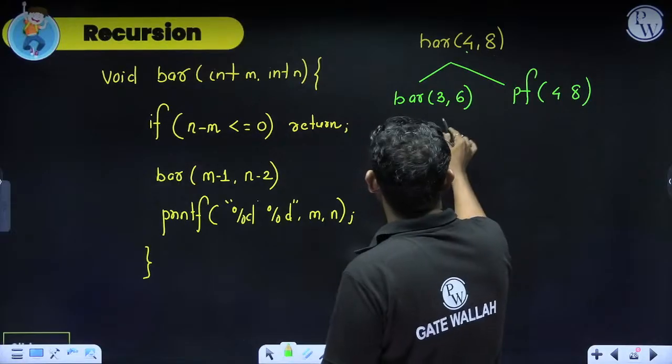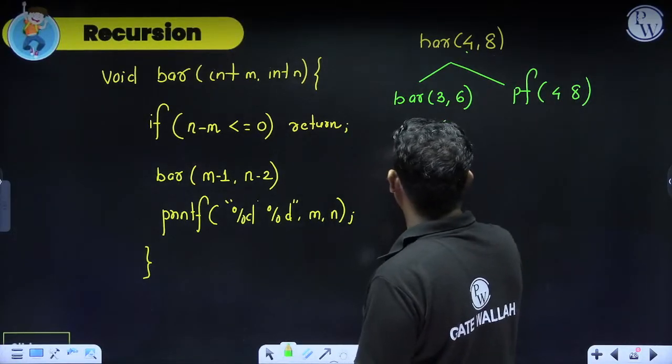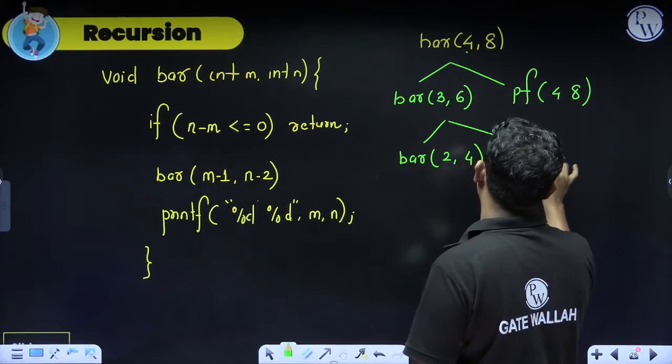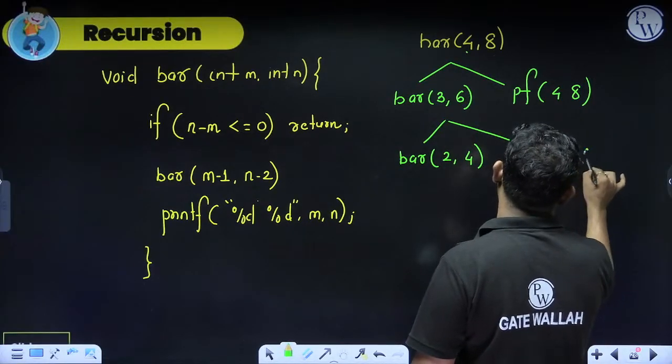Now m and n, so this is m, this is n, so it will print the value 4 and 8. Two values it will print, like this, 4 8, no space here. Now the next time it will call 6 minus 3 is equal to 0, no. So now it will again call the value bar, and this time it will become 2 and 4. And again there will be a printf statement, and that printf will be 3 and 6. So 3 and 6 it will print.